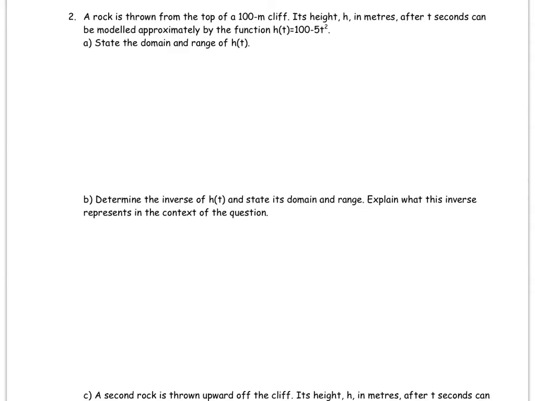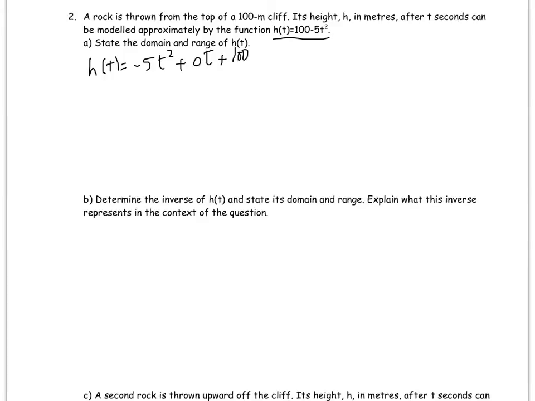The second question was about a rock which is thrown from the top of a 100-meter cliff. The height h in meters after t seconds is given by the function h of t, h(t) equals 100 minus 5t squared. State the domain and range of h of t. This is part 1. If I look at h of t, I can write h(t) is negative 5t squared plus, there is no term which has t by itself, so I'm going to write 0t, plus 100.